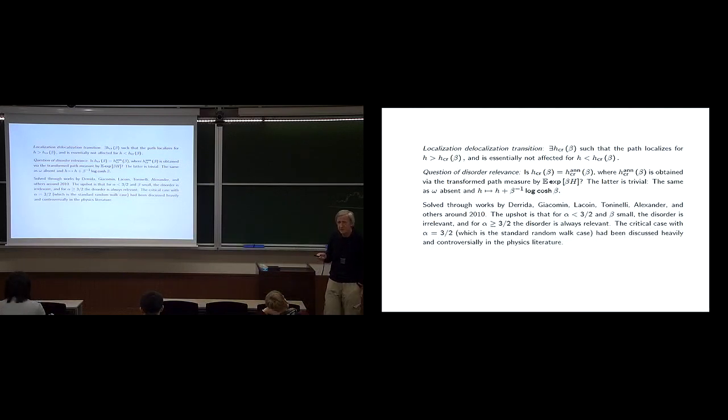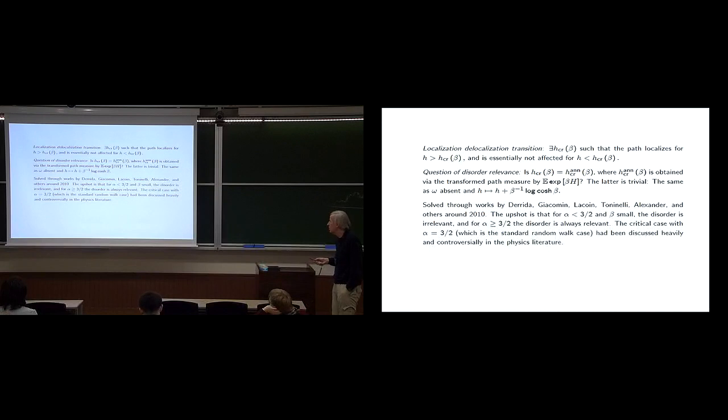That was finally solved in a complicated paper by, I think, Giacomin, Lacoin, and Toninelli, who proved that in the critical case, disorder is relevant. It had been proved before that if alpha is less than 3/2, and if beta is small, then the disorder is not relevant, and if alpha is bigger than 3/2, the disorder is always relevant. So that was an interesting problem in this model: whether disorder is relevant or not.